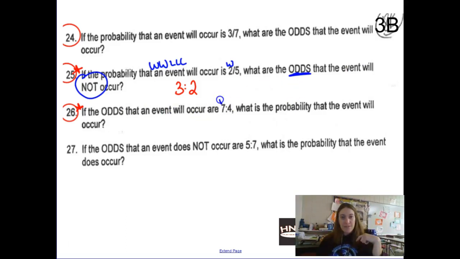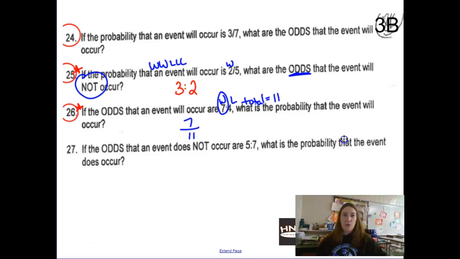The odds that an event will occur are 7 to 4. That means I have 7 winners and 4 losers. I'm going to write myself a little note: that means I have a total of 11 events that occurred. The probability that the event will occur would be 7 times that it won. And remember, probability is written as a fraction, so 7 over the total, 7 over 11.